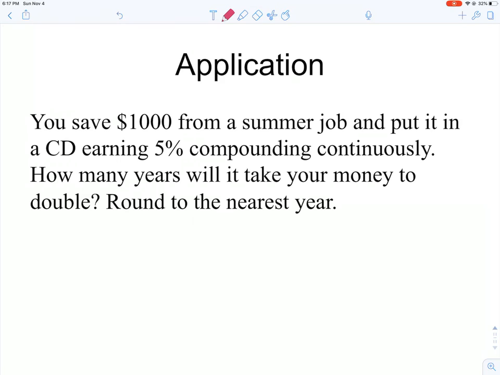All right, so we looked at solving word problems like this using our calculator already, but now let's look at how we can solve using algebra. So you saved $1,000 from a summer job and put it in a CD earning 5% compounding continuously. So that means that we're using the Pert formula. P is the initial amount, the principal. So we want to know how many years it will take for your money to double. Okay, so if the initial amount is 1,000, the rate is 5%, so 0.05.